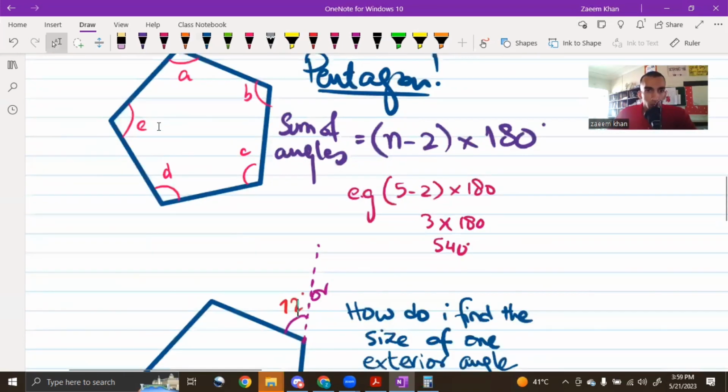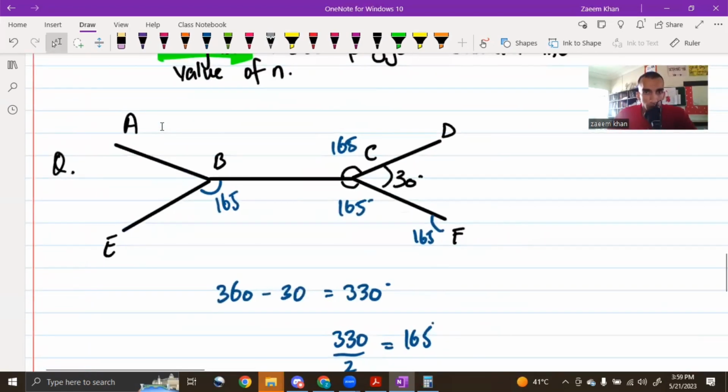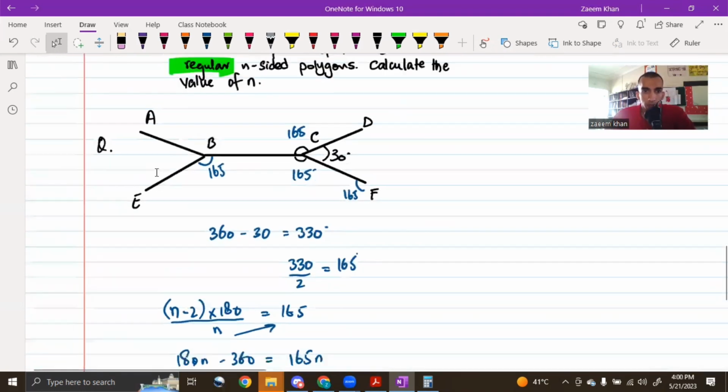Now, really, the questions are not going to be this simple. I'll give you an example of what it might look like. Can you read this out loud? A, B, C, D, and E, B, C, F are parts of two identical regular n-sided polygons. Calculate the value of n.